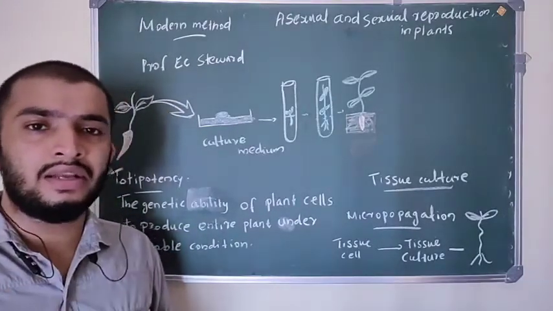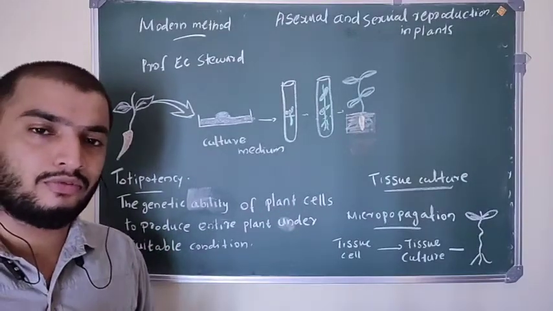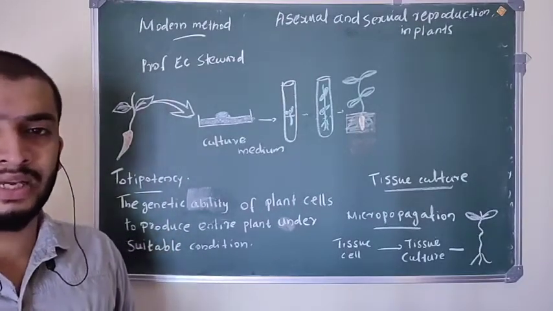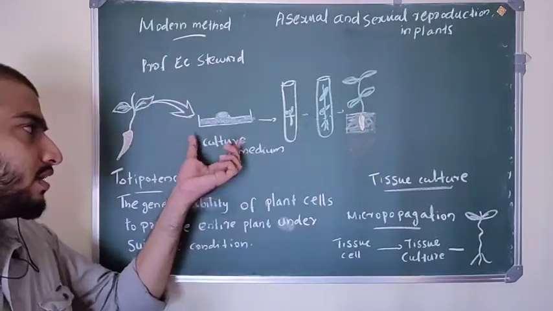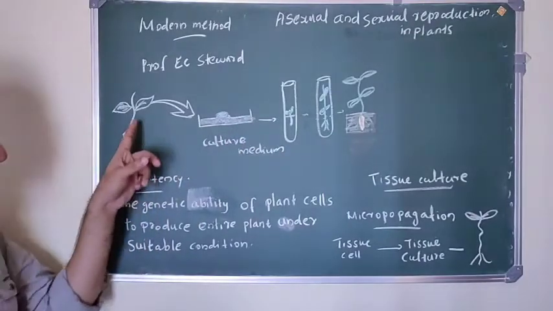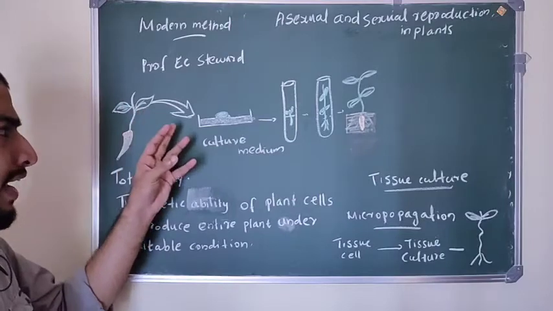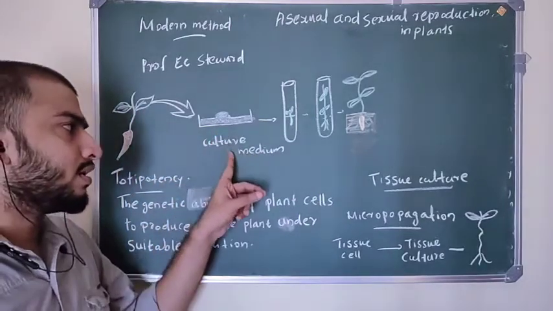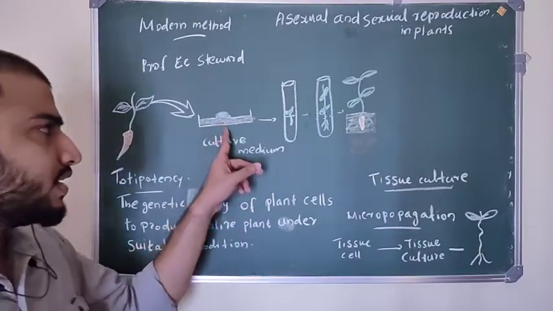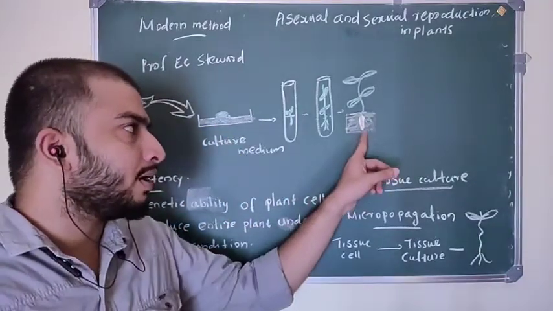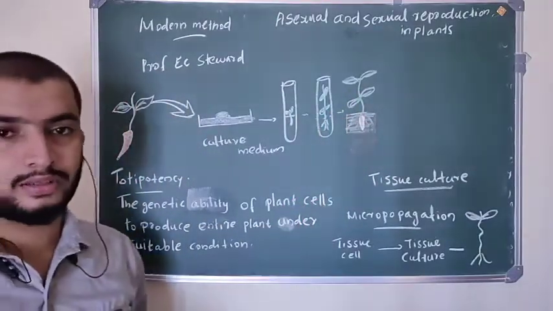In 1932, Professor F.C. Steward did an experiment. He took parenchyma cells of the carrot plant and put them in a culture medium under controlled condition. Then he observed that these cells divide and multiply and develop into a complete new carrot plant.